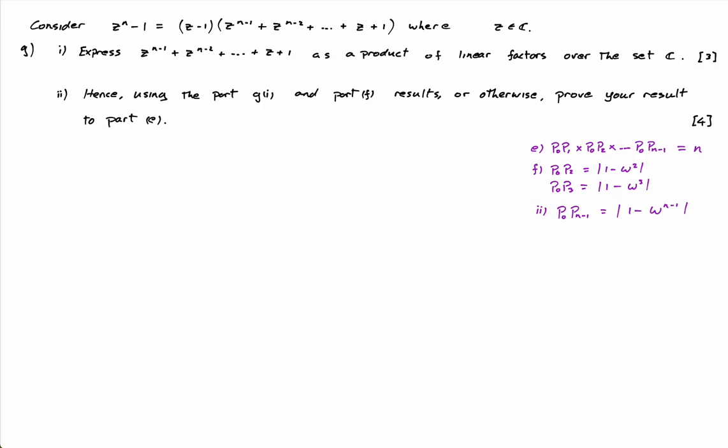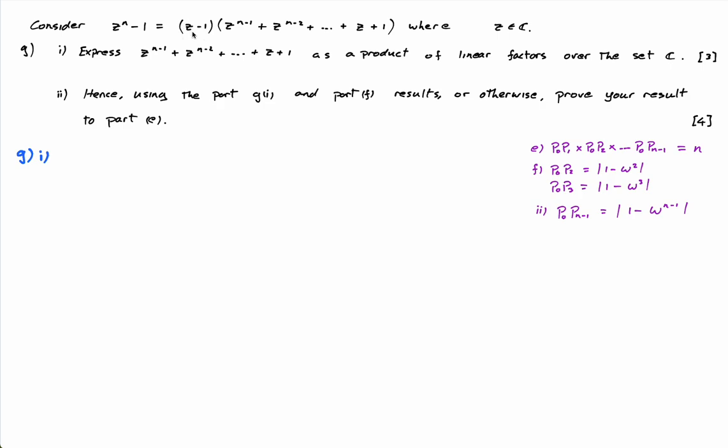Okay, part G. This is the final part of the final question of the final paper. It's hard, I'm not gonna lie, especially part 2. Part GI. Okay, it says z to the n minus 1 is equal to this. Express this as a product of linear factors over the set C, over the complex number set.